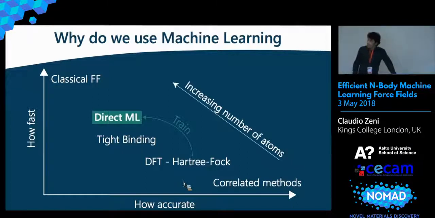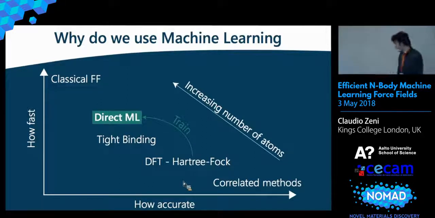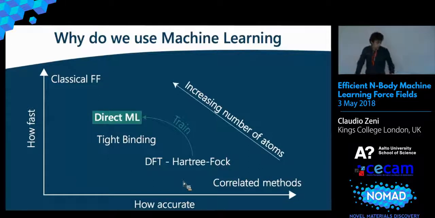Once we have our machine learning algorithm, we use it to predict forces and energy on our system. One of the problems is that while faster than DFT, these machine learning algorithms are not as fast as classical force fields. Thus, their application is still limited to some particular problems.